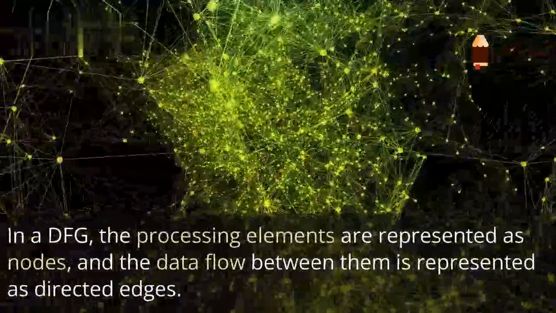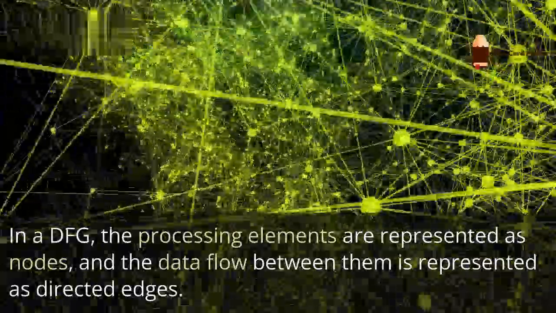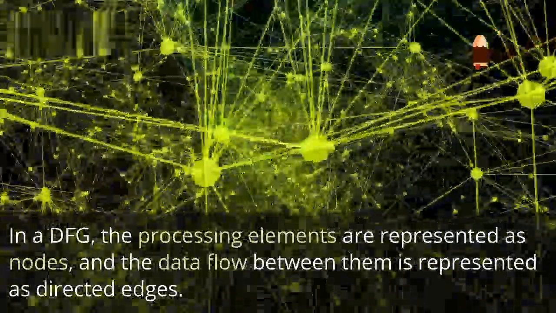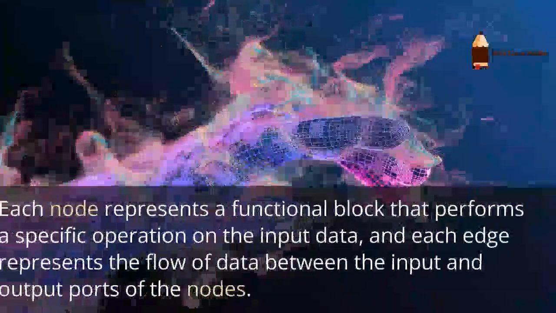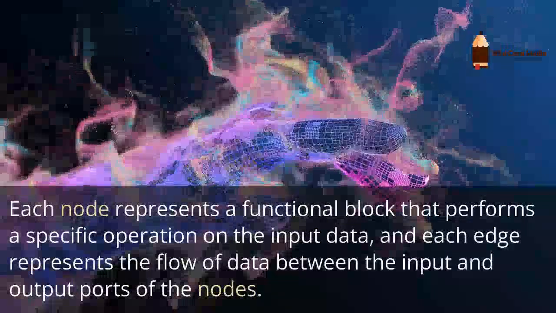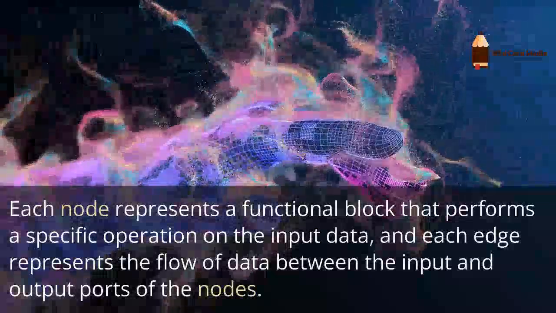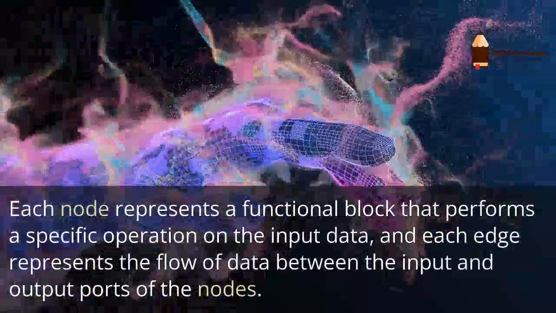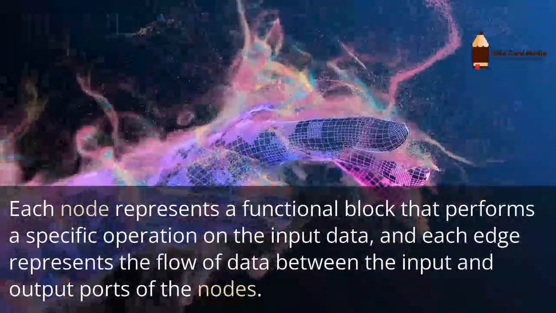In a DFG, the processing elements are represented as nodes, and the data flow between them is represented as directed edges. Each node represents a functional block that performs a specific operation on the input data, and each edge represents the flow of data between the input and output ports of the nodes.